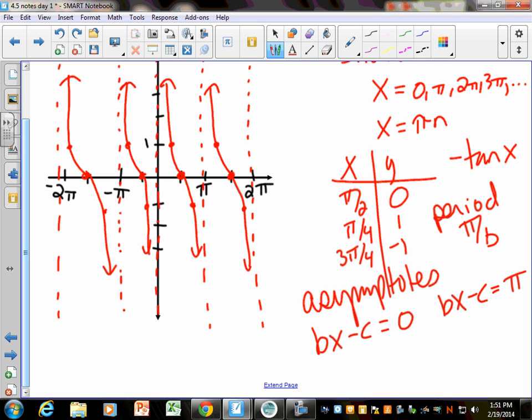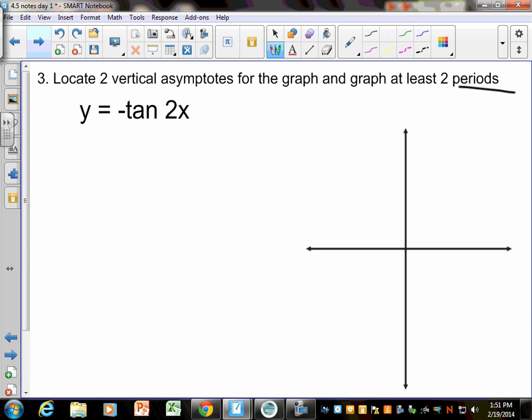So just like sine and cosine have very similar things, tangent and cotangent have very similar things. The 2 graphs that we're going to do tomorrow, secant and cosecant, are very similar in their asymptotes and their period. But you got to be able to do these. So let's look at this one. So again, I'm going back to tangent. I think I have one more cotangent also.